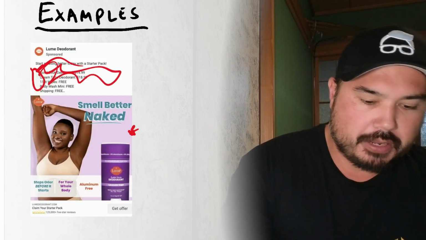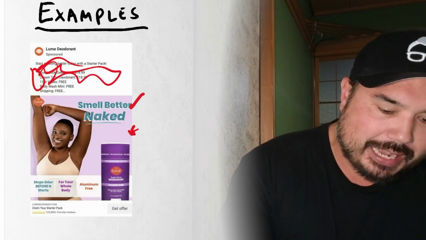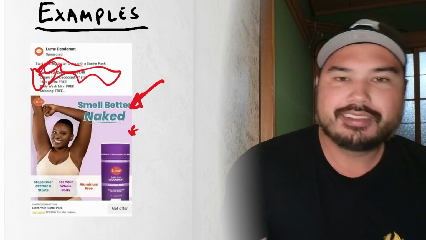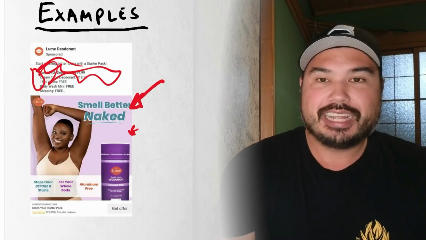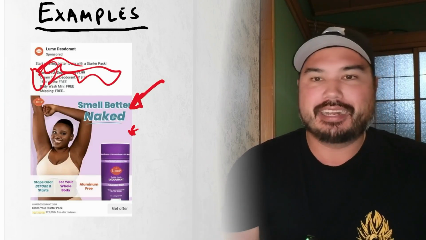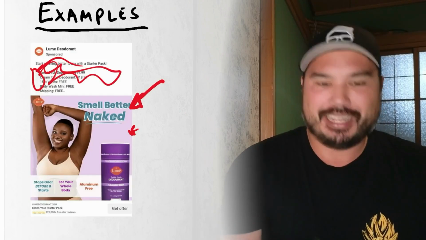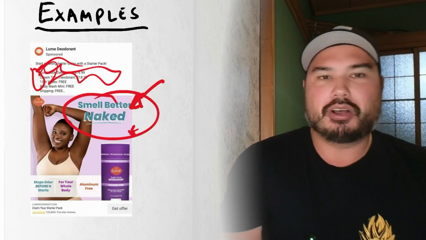And then they've got this beautiful ebony woman, and then they've got the outcome you're trying to achieve, which is amazing. This is a really good use of the outcome. Smell better naked. That's the outcome you're trying to achieve. If you want to smell better naked, then you buy this. It's amazing. This is such a good use of text.